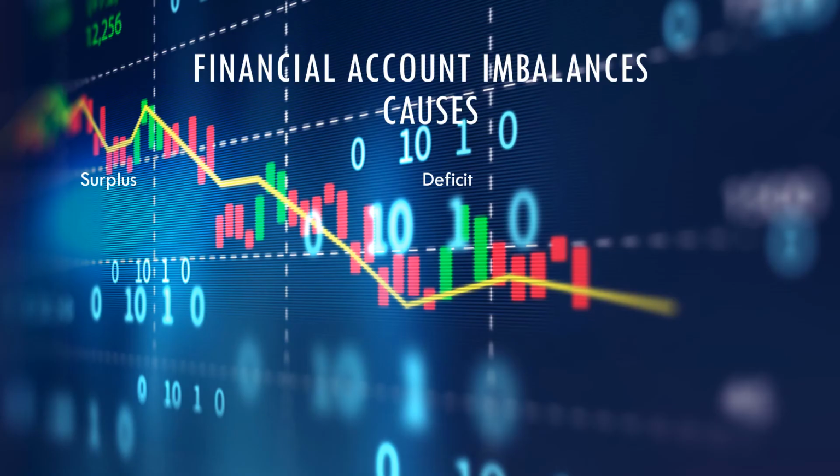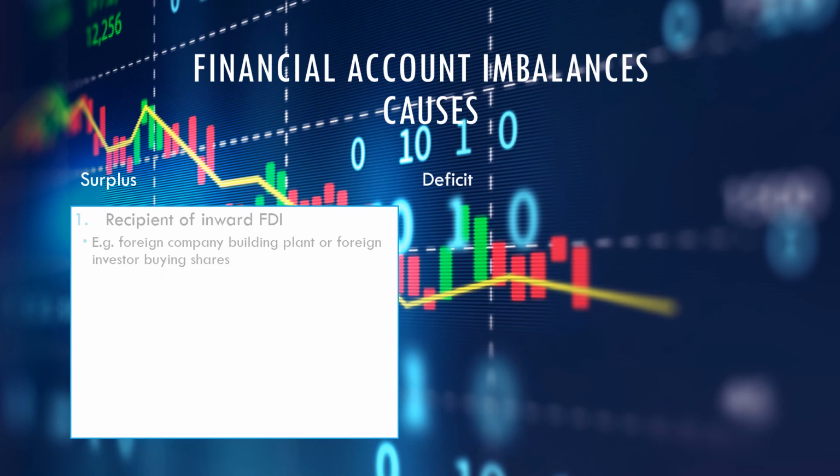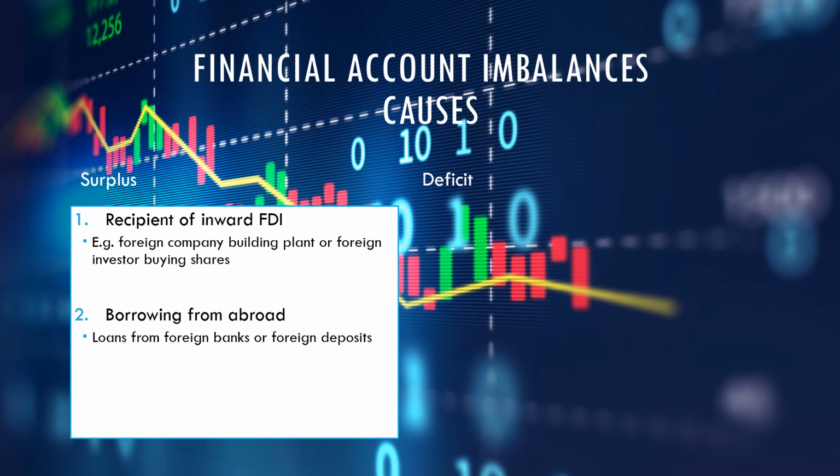So let's talk about these financial account imbalances now. What might be the causes of a surplus or a deficit on the financial account? Well, if we have a surplus on the financial account, one reason might be that the country as a recipient receives inward FDI. So the FDI in is greater than the FDI out. For example, foreign companies are building factories, plants, manufacturing equipment in that country, or foreign investors are buying shares in that country. This is causing money, foreign currency, to flow into our country. Secondly, it may be financed by borrowing from abroad, taking a loan from a foreign bank or foreign people depositing money in accounts in our country. This would cause a financial account surplus.